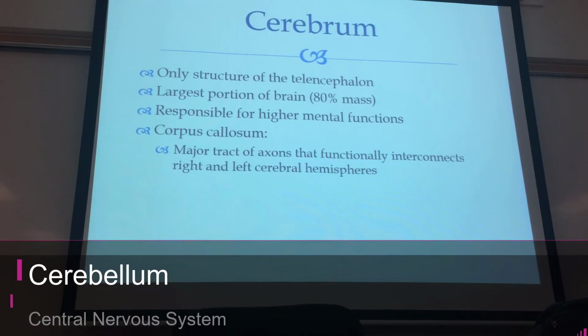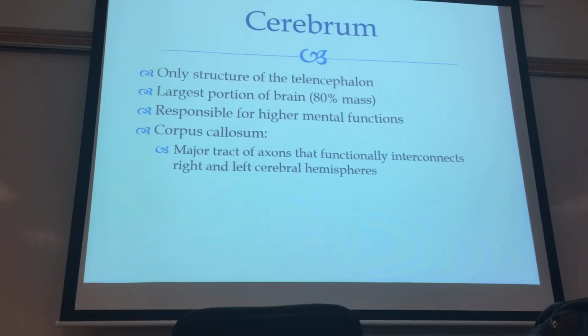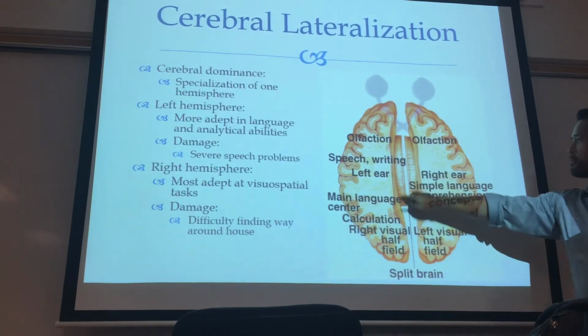Now the cerebrum is looking at the outside. This is where we get the telencephalon. And again, being humans, this is where we see the largest portion of the brain itself. If you look at all the brain tissue, most of it is going to be the cerebrum. That's the outside of the brain. What connects the left hemisphere to the right hemisphere is this band of white tissue called the corpus callosum.